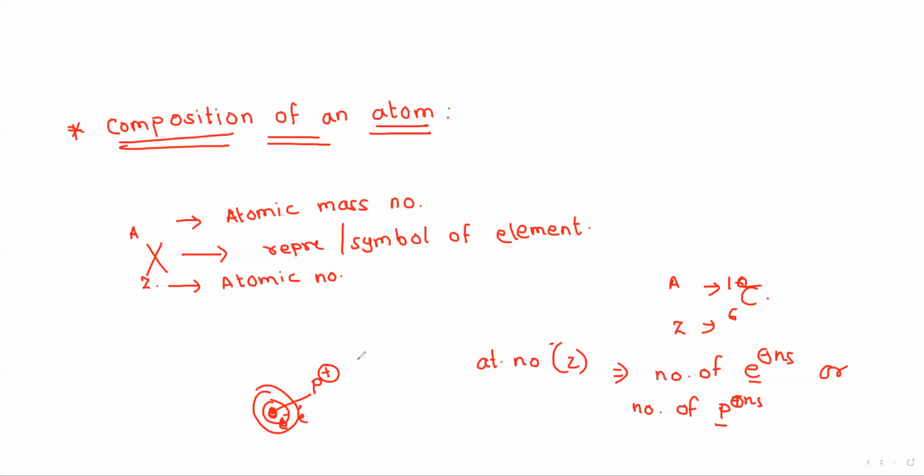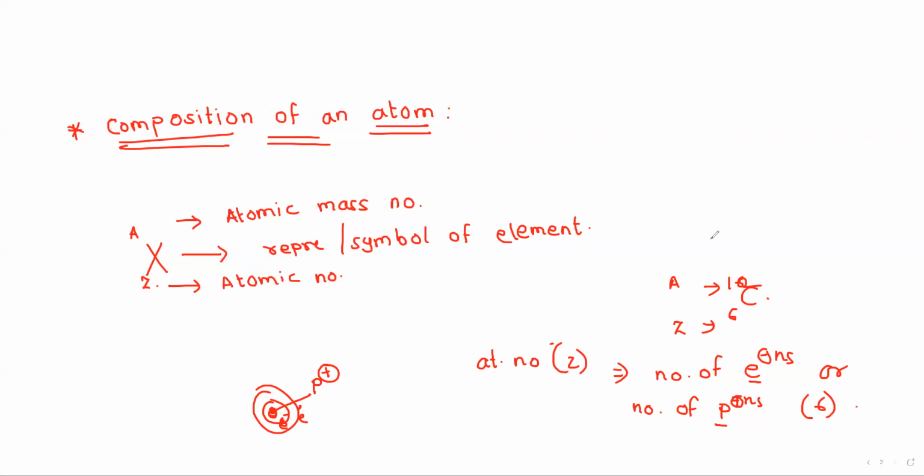So electrons are present in the outer part of the atom, and protons and neutrons are present in the nucleus. In the case of carbon, the atomic number is 6. That is, carbon contains 6 electrons and also 6 protons in its representation.